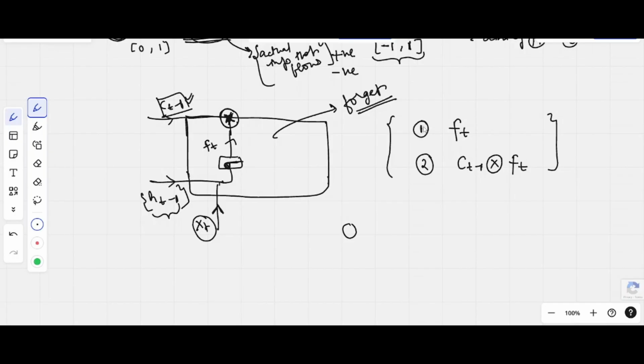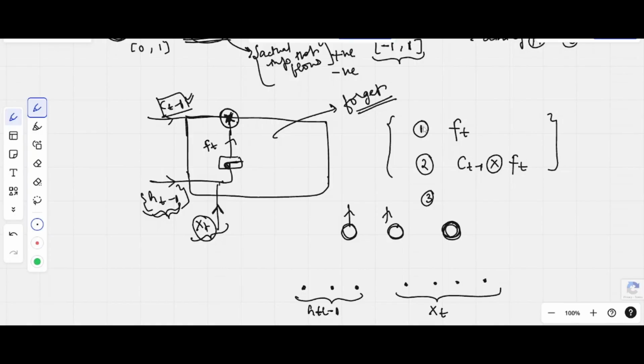Let's say we consider that the number of nodes is 3. So here we will have 3 nodes, and our ht minus 1 will also have 3 elements in the vector. Now xt can be of any length. Let's say we consider it as a vector of dimension 4, right? So these are the 4 elements. This is our xt and this is our ht minus 1. These are going as inputs into this single layer of neural nodes, and then we are getting output which we are storing as ft.